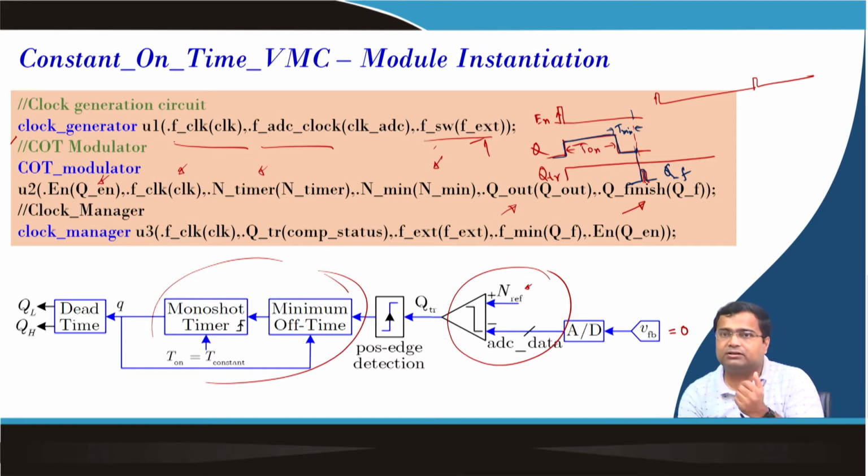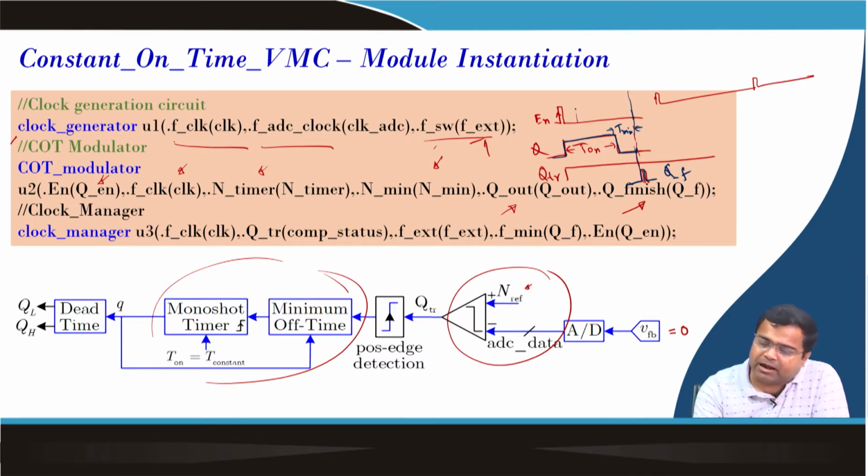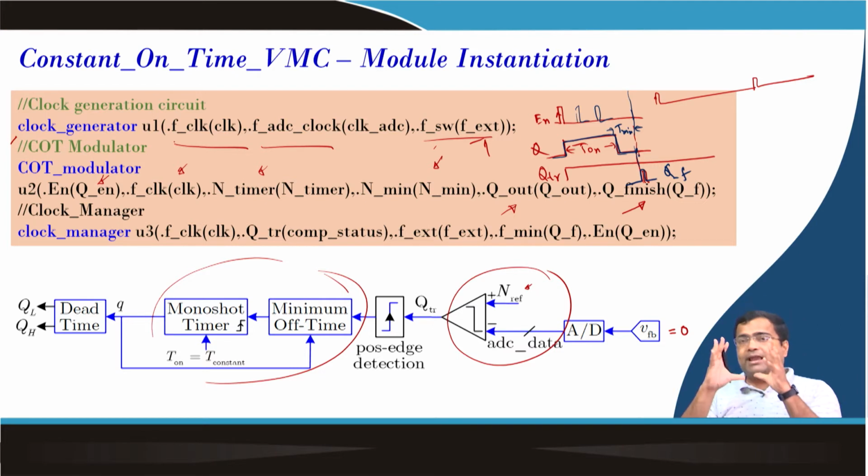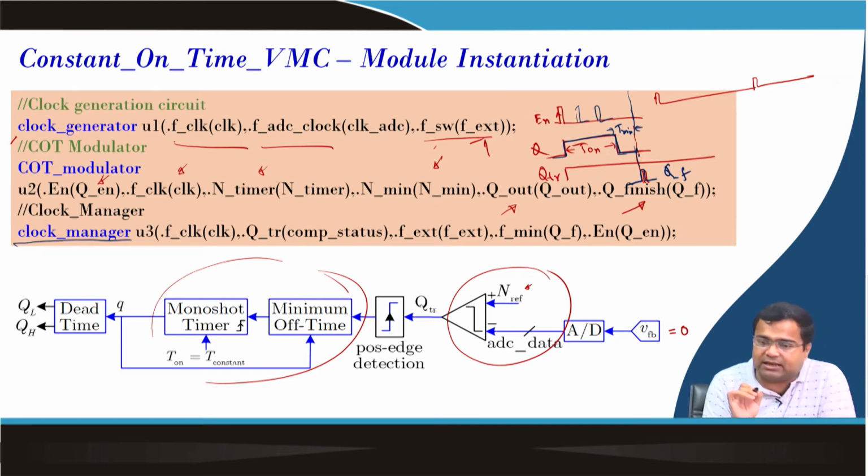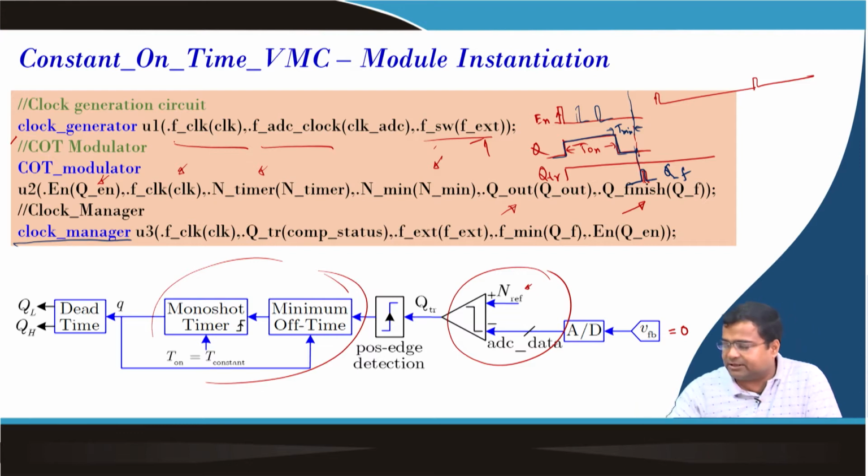any further change. Similarly, during this process, if multiple enable signals come, it will not respond, because it is a monoshot timer. It goes to the one state, then comes back after the on time, then the minimum time, and only then will it entertain any further enable signal. So, that is why we need to generate a clock manager, which can manage this enable signal.